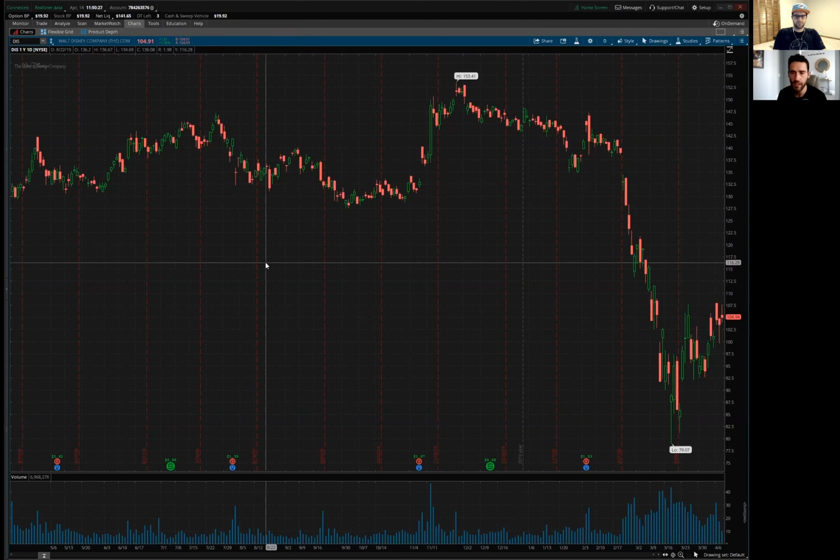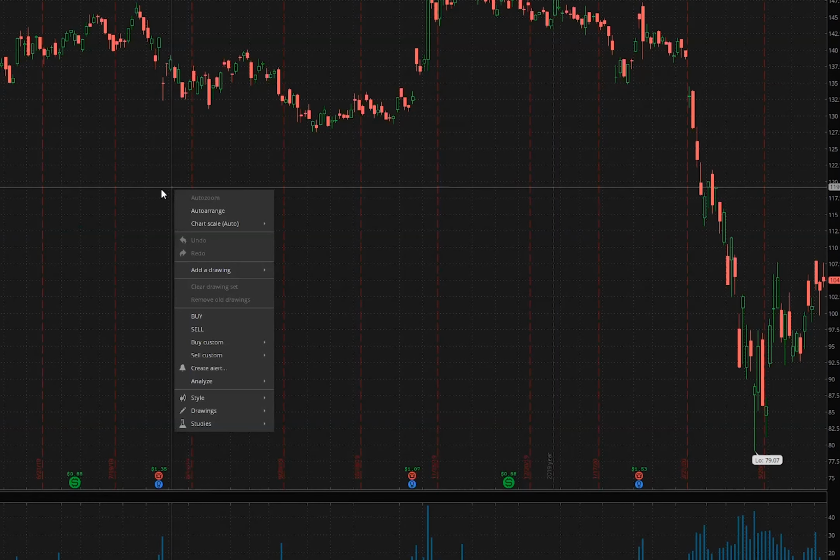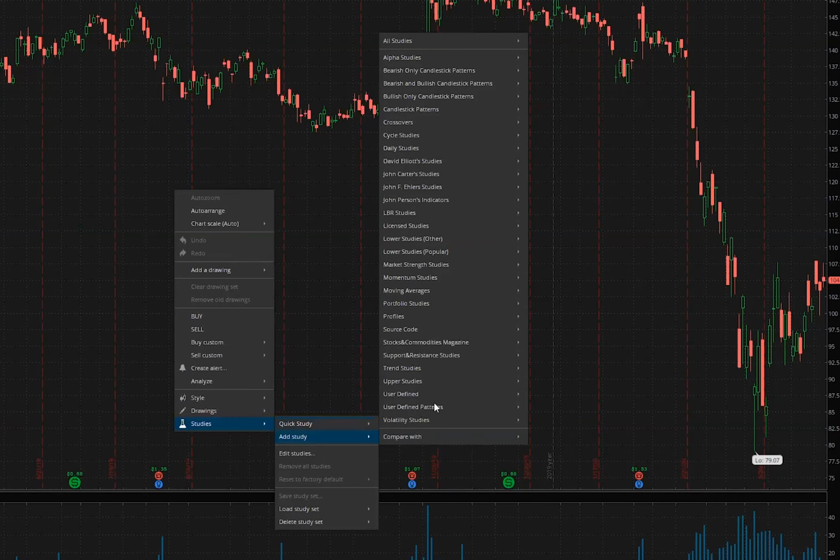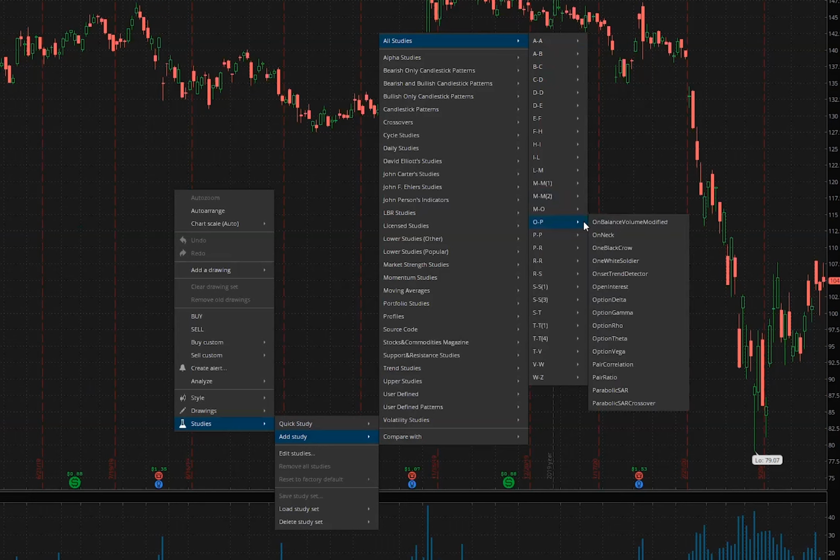For now, this is a clean look. I'm going to begin to add studies slowly so people can follow along. You'd right click here, go all the way to the bottom and go to add study. I like just going alphabetically so I don't have to go through all these submenus. We're going to start out with on balance volume.